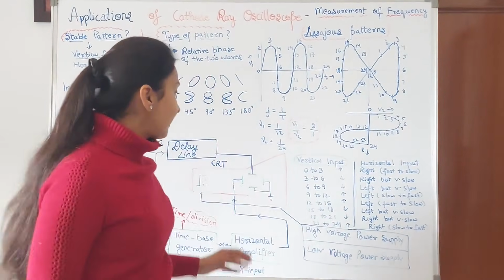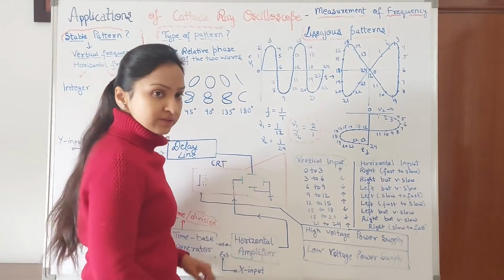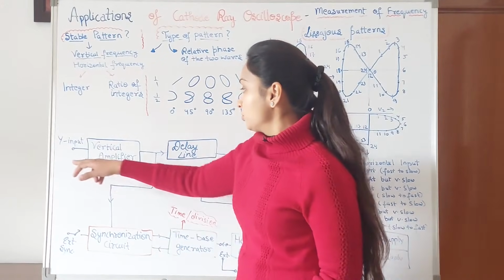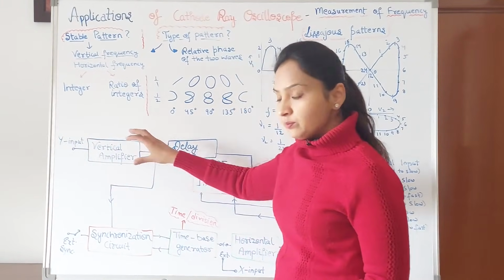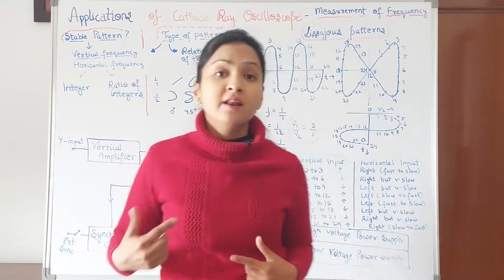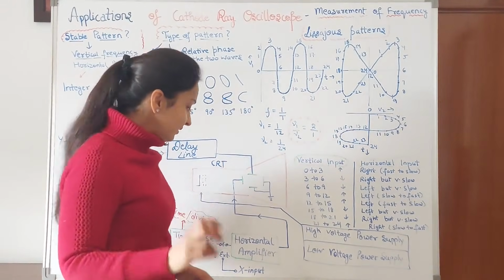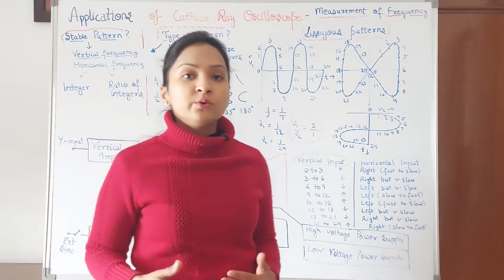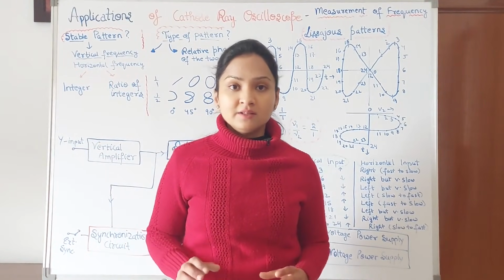So you know that in a cathode ray tube you have this Y deflection plate and X deflection plates. A sine wave should be applied as a Y input to this Y deflection plate, and another sine wave should be simultaneously applied as an X input to this X deflection plates. So you will be obtaining a Lissajous pattern in this way.